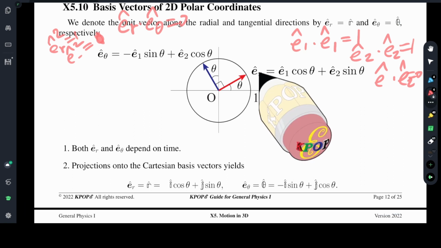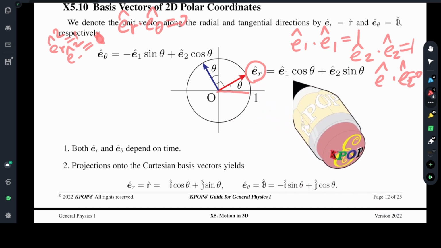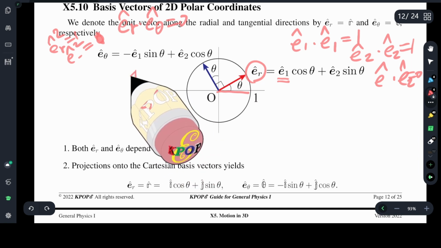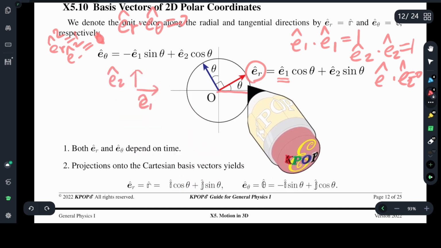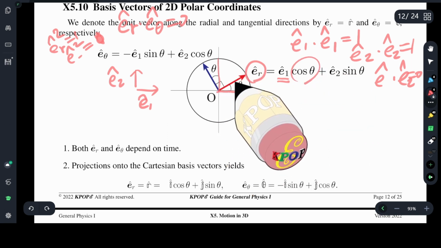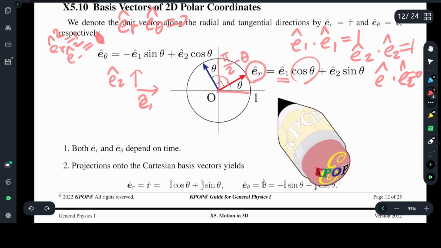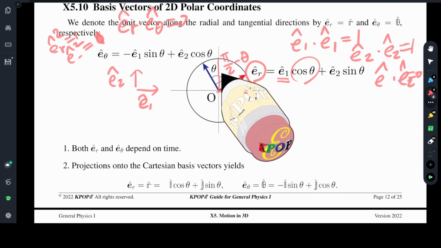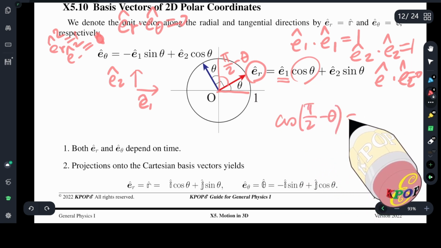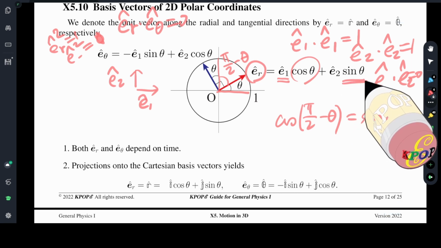Because e_r, the unit radial vector, makes the angle theta with the x-axis, this direction is e1 and this direction is e2. Its component is cosine theta. And the y-axis is over here, and it makes 1/2 pi minus theta. So this direction cosine is sine theta. That's the reason why we have sine theta as a coefficient.